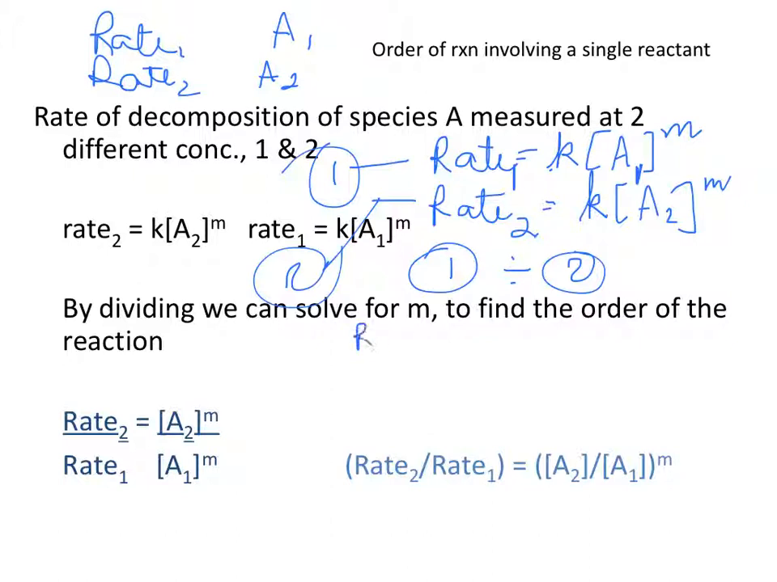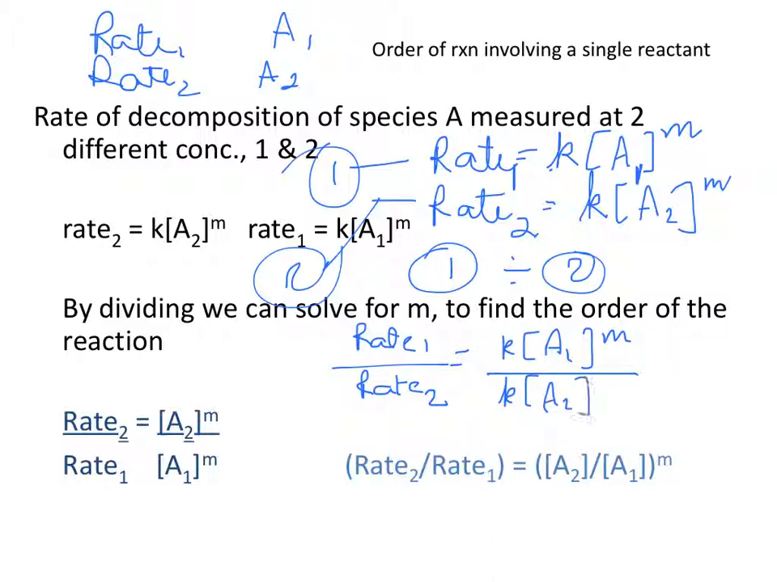Let's say we do 1 divided by 2. So rate 1 divided by rate 2 is going to be equal to K A1 raised to the power of M divided by K A2 raised to the power of M. K and K are going to get cancelled since it's the same for that reaction. So hopefully you can see that since rate 1, A1, rate 2, A2 were values that were experimentally determined, you should be able to determine the value of M.